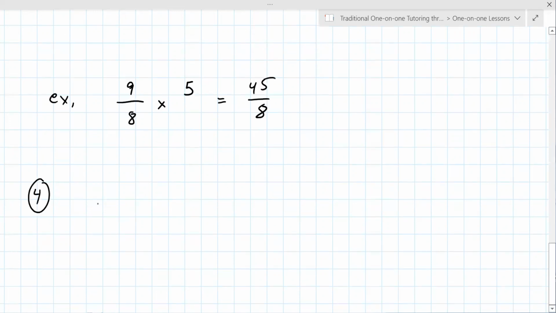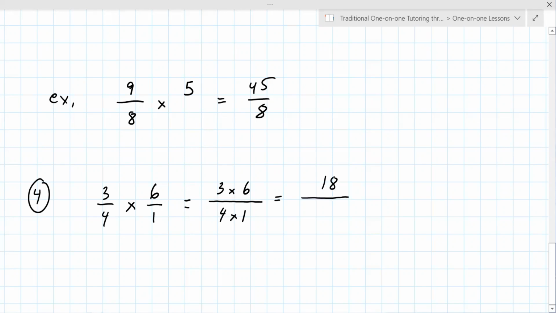Number 4 says 3/4 times 6. You can write 6 as 6 over 1. Now the general strategy is to multiply the top and to multiply the bottom, just like we've been doing. What is 3 times 6? 18. What's 4 times 1? 4.